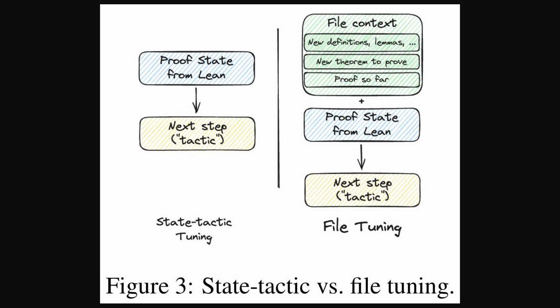Alright, so building on how miniCTX tests the use of fresh information, Figure 3 here really clarifies two different training strategies. On one side, we see, quote, state tactic tuning. This method trains the AI to pick the next tactic, which is a command to advance the proof, based only on the current proof state, or the immediate status of the mathematical argument in Lean. But then, on the other side, there's file tuning. This approach gives the AI much more to work with, including the surrounding file context, like new definitions, lemmas, which are smaller helper proofs, and the proof built up so far, in addition to that proof state.